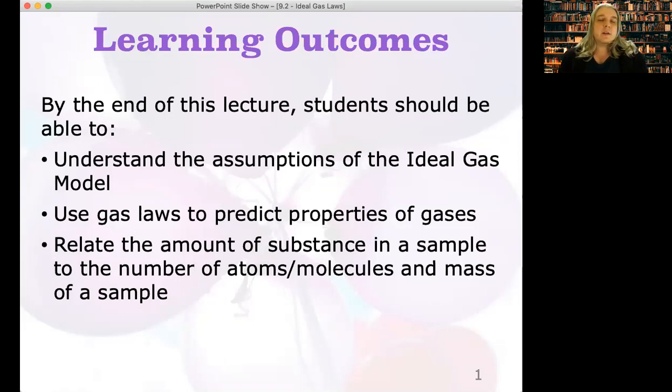We want to be able to use the gas laws to predict the properties of gases. And we want to look at the amount of substance in a sample versus the number of atoms or molecules. So we've already been doing that when we looked at the atomic mass unit and counted how many atoms or molecules there were in a substance based on their atomic masses. We're going to continue that discussion and bring in some new concepts here as well.